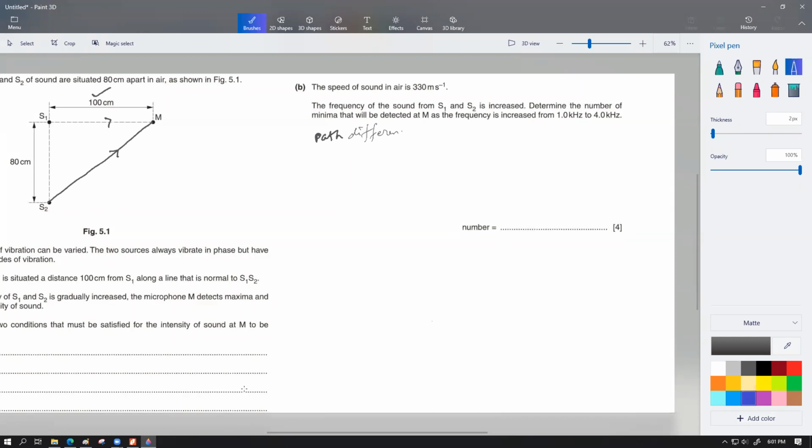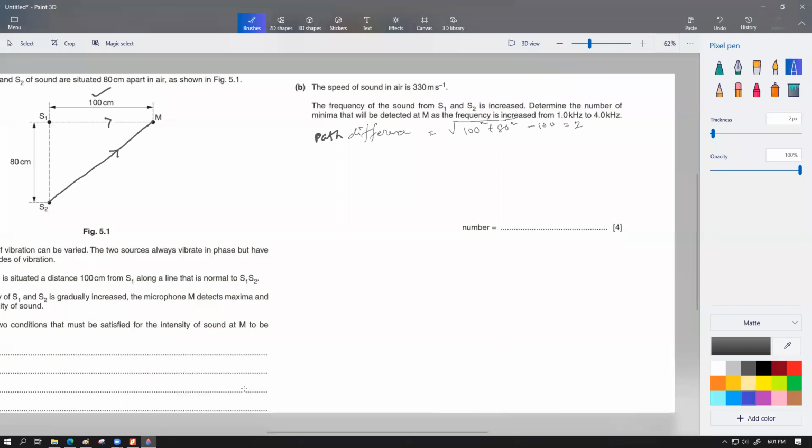Path difference equals root over of 100 squared plus 80 squared minus 100. এটা কত হয় দেখো তো? 28.06. Yes, sir.